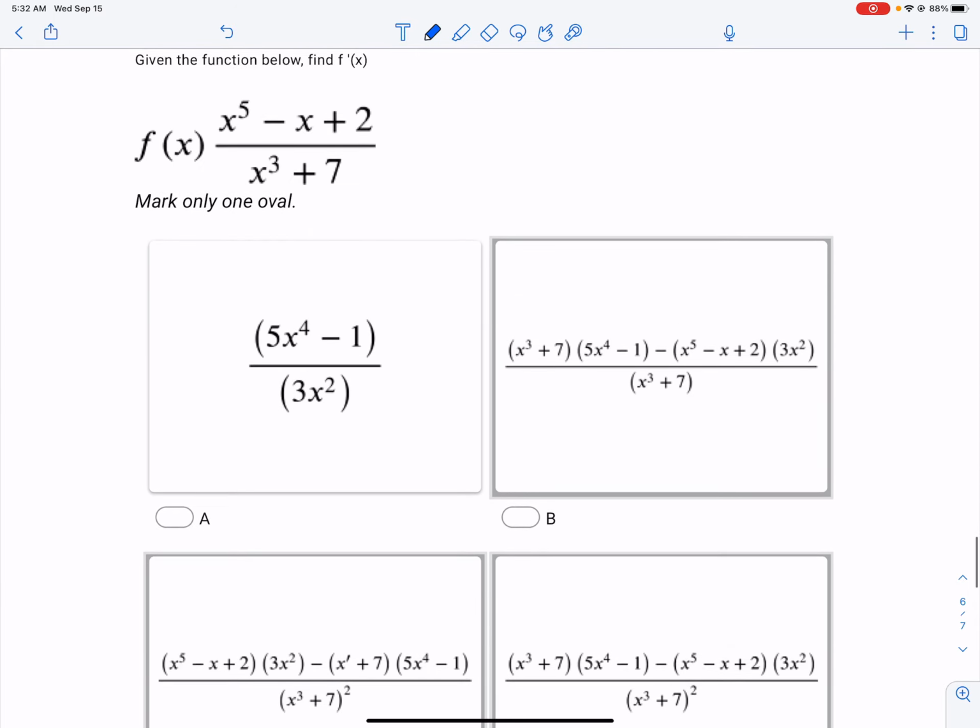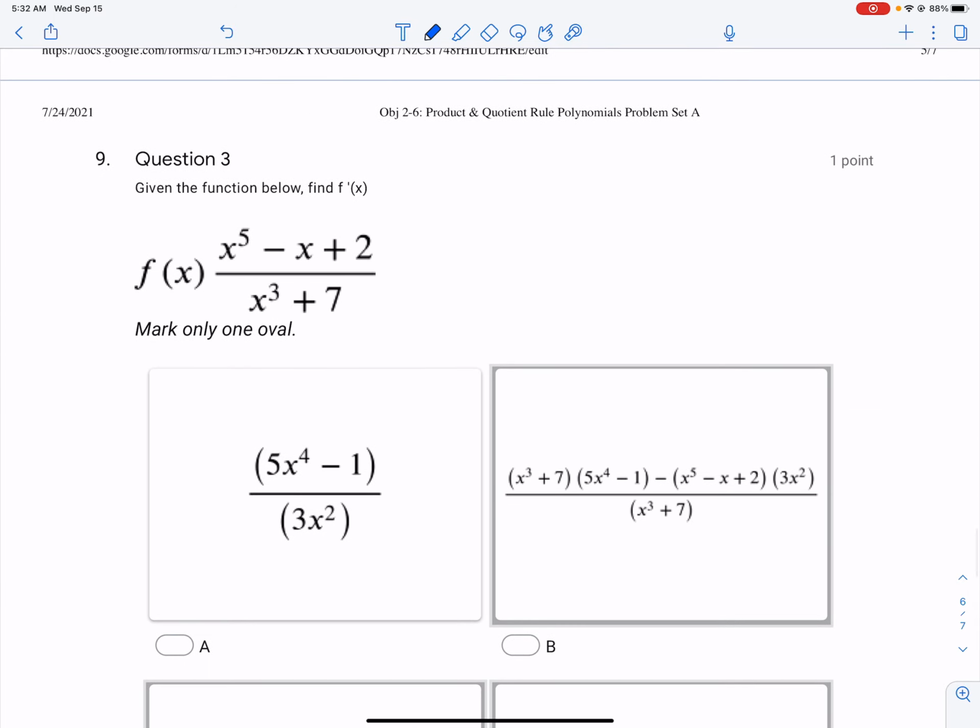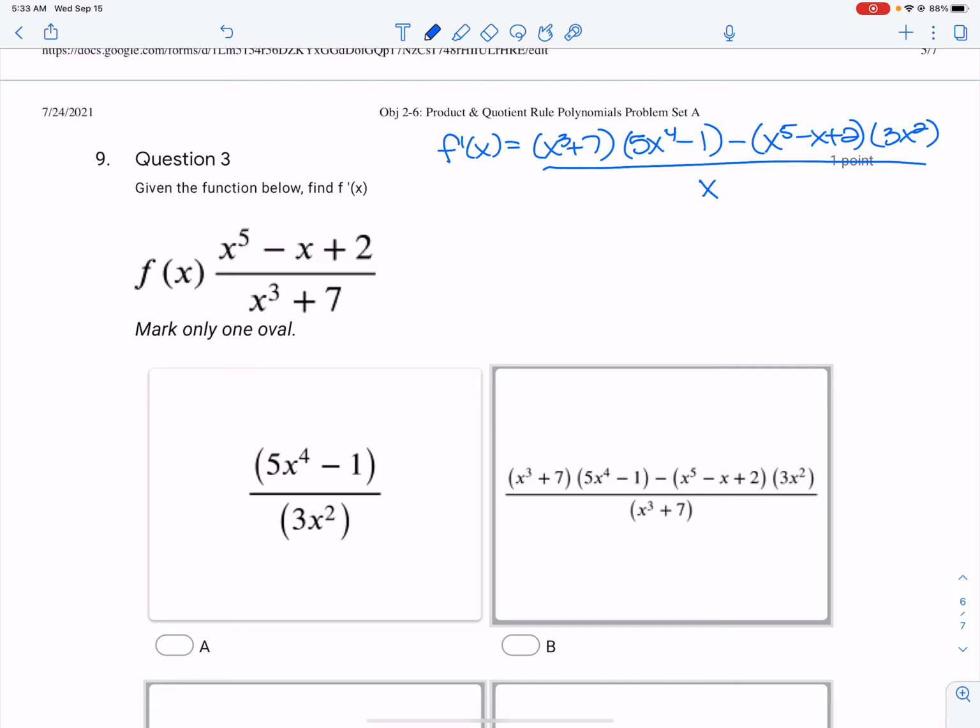Going past question 2, going to question 3. Okay, this is quotient rule. So f prime of x is the denominator, so that's x cubed plus 7 times the derivative of the numerator, which is 5x to the 4th minus 1, subtracted by x to the 5th minus x plus 2, and then times the derivative of the denominator, which is 3x squared, all over the denominator, which is x cubed plus 7, the quantity squared.